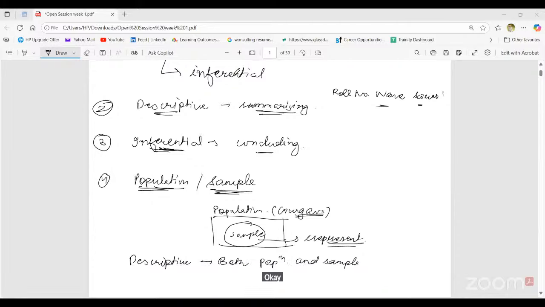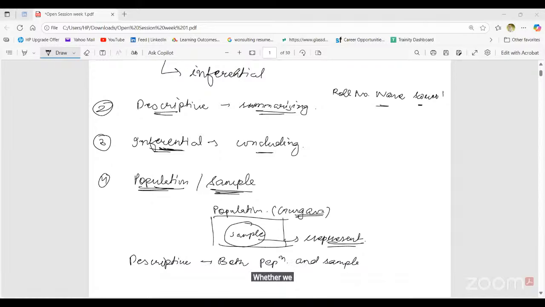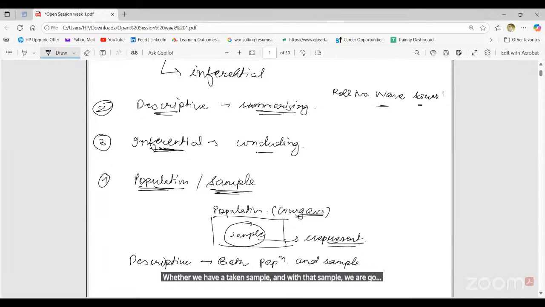Okay, ma'am, understood. Thank you. So just don't go practically into that question. We can't just write that we took one sample and got this conclusion about the population. But if, with the help of the sample, we're getting some conclusion about the population, then that's inferential statistics. So you have to read the question carefully, whether we have taken a sample, and with that sample, are we concluding something about the population? Then that's inferential statistics.